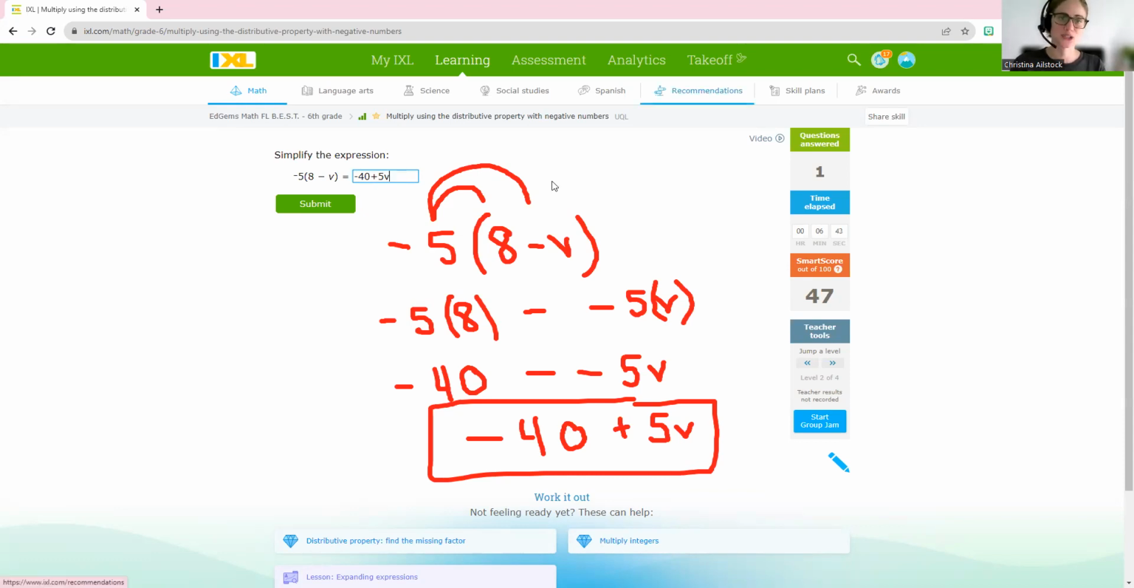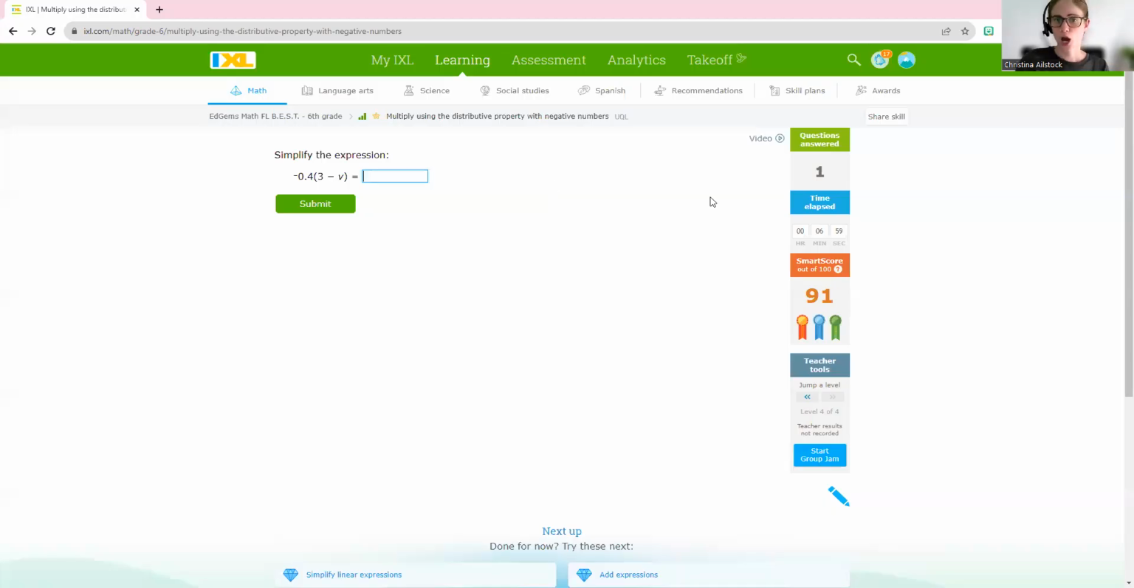Let's do 2 more examples together. All right, when you get higher into the SMART score, you may see some decimals, but the thing is, it's honestly not any different. You have to multiply decimals instead of whole numbers, but the process of using the distributive property is exactly the same. Let's change up our color pen here. We've been using red for a while. Let's try purple. So if we have negative 0 and 4/10, and that's multiplied by 3 minus v.